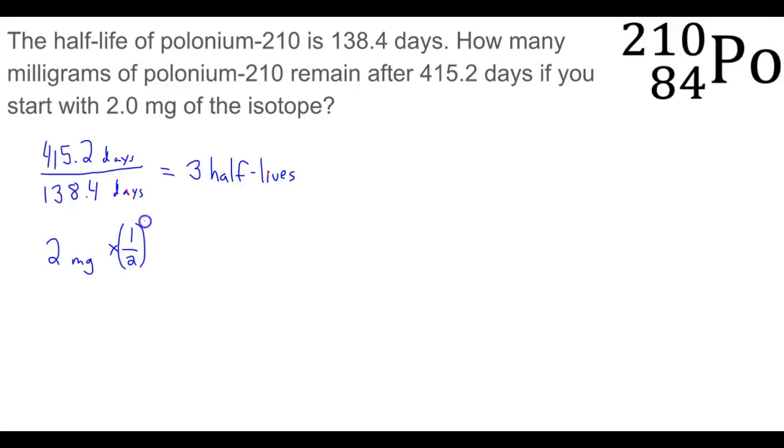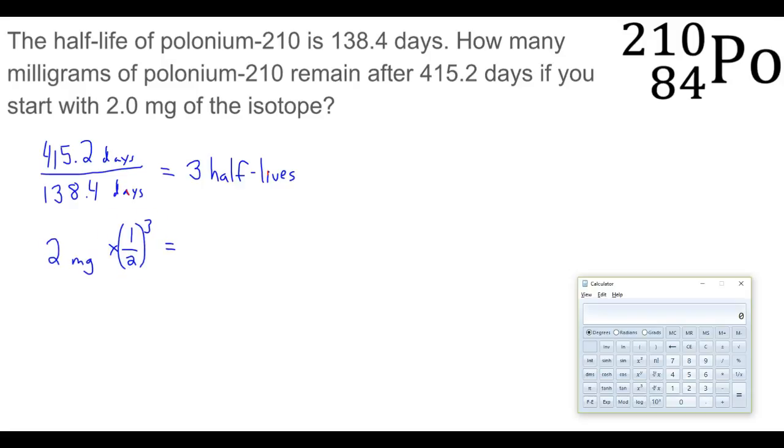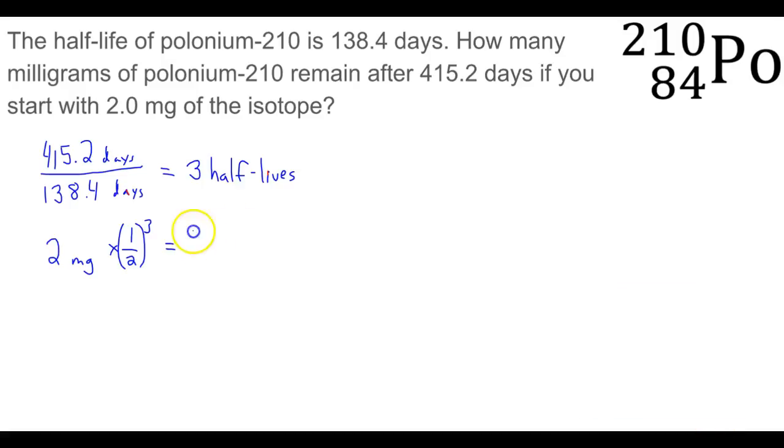So I started out with 2 milligrams, and I'm going to take that times 1 half to the 3rd power, punch that in, and I'm going to be left with 0.125 times 2, which is going to work out to be 0.25 milligrams. So that was how much I'm going to have left at the end.